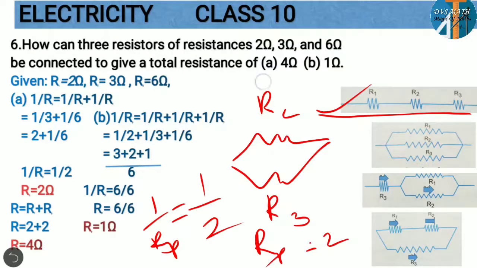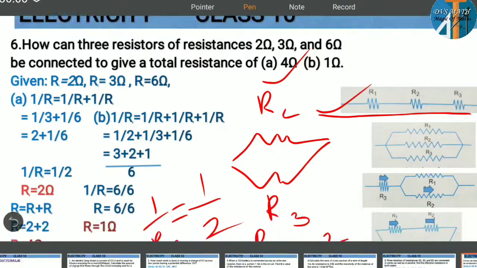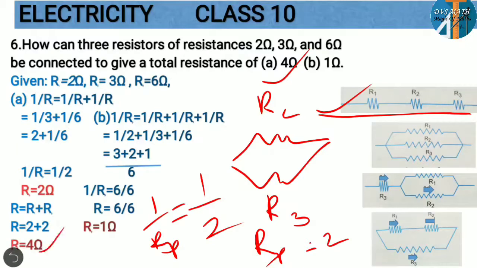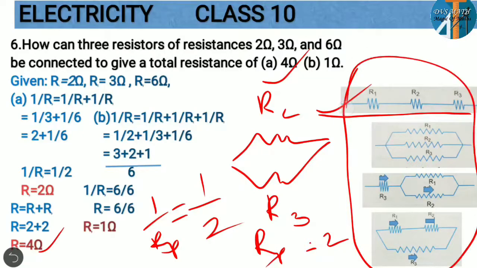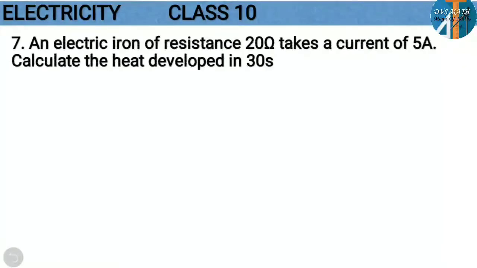But we have 4 ohm. So if we add the remaining 2 ohm to this, you will get 4. When it is in series, R is equal to R1 plus Rp. So 2 plus 2, you will get 4 ohm. So this is about when 3 resistors are given, we have 4 options in their connectivity. Clear? So we'll move on to the next question, question 7.